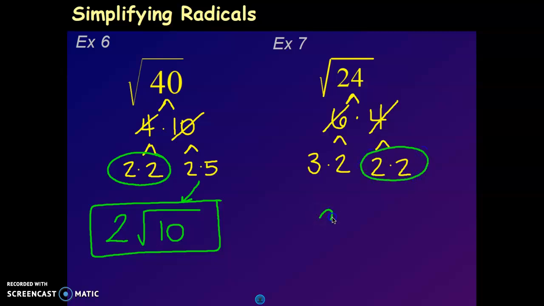So that pair of 2's can go out of the square root, but again, like in example 6, these factors 3 times 2, since they didn't have any pairs to go out with, they're just going to multiply back together to stay inside the square root. So pairs go out, spares stay in.